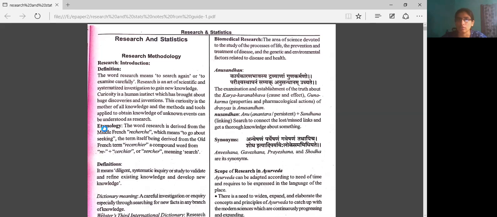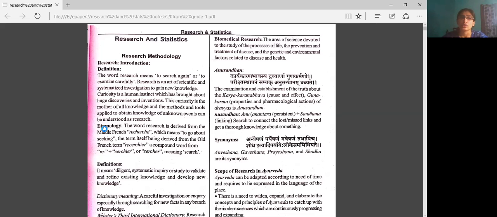carefully. That is 2 points. That is the first one, to search again, and the second one, to examine carefully. Research is an art of scientific and systematized investigation to gain new knowledge.